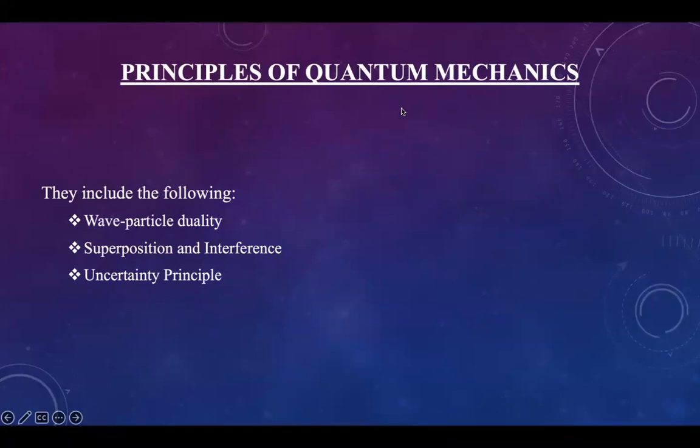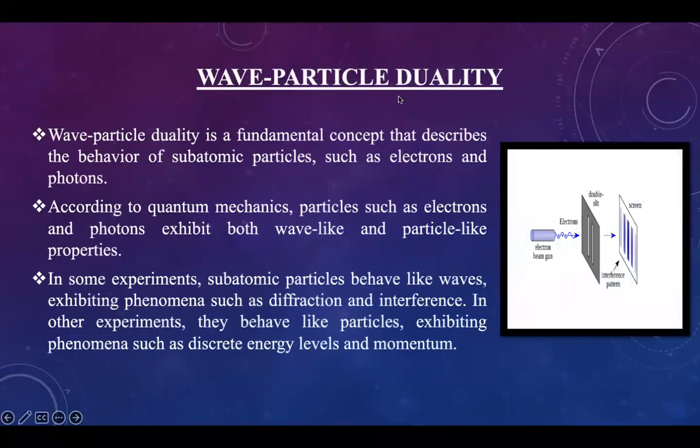Principles of quantum mechanics. They include the following: wave-particle duality, superposition and interference, and the uncertainty principle. Wave-particle duality is a fundamental concept that describes the behavior of subatomic particles such as electrons and photons. According to quantum mechanics, particles such as electrons and photons exhibit both wave-like and particle properties.